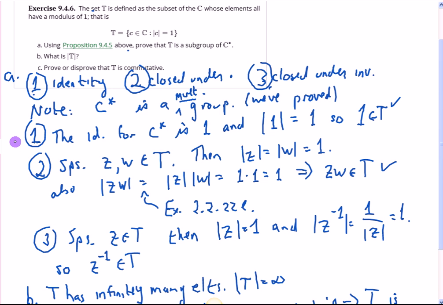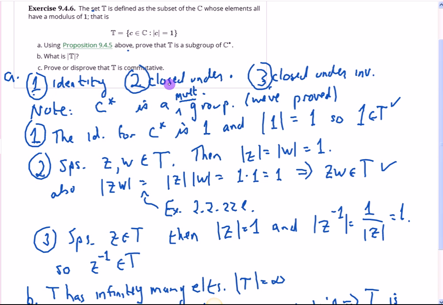All right, condition 1. We have to show that the identity is in T. Now, the identity for C star is the number 1, or 1 plus 0i. It's the same thing. Now, the condition for membership in T is that the norm, or modulus, or absolute value of the number is equal to 1. The modulus of 1 is indeed equal to 1. So 1 is in T. That verifies the identity property. So we're okay with number 1.